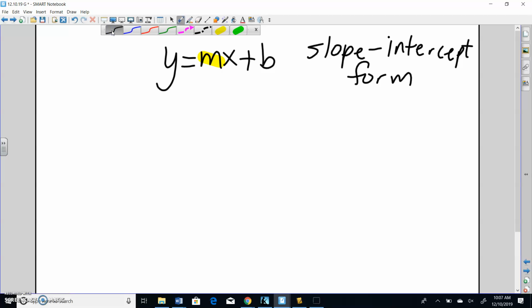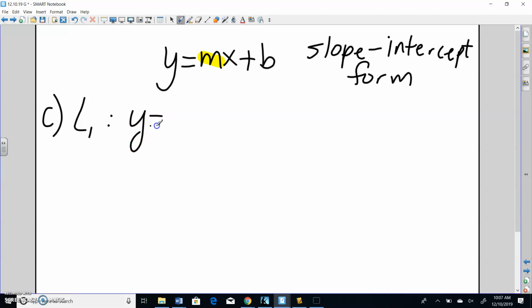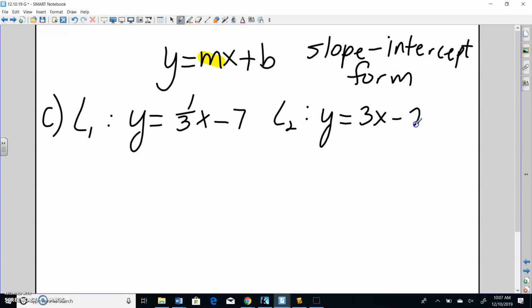So what letter are we on? C? For our examples? Yep. Okay, so here's line 1. Line 1 is y equals 1/3 x minus 7. And line 2, y equals 3x minus 2.